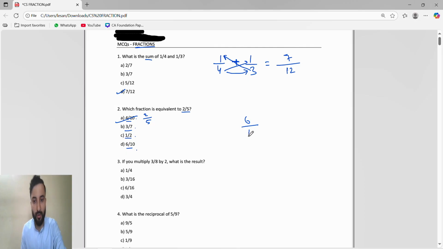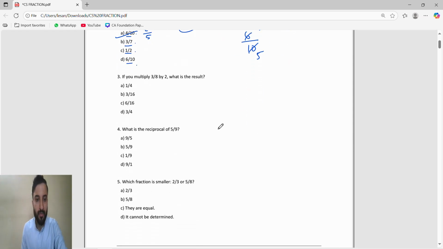This is because if you do 6 by 10 and cancel by 2, 3 twos are 6, 5 twos are 10, you get 3 by 5. No. The answer is 4 by 10. So they ask which fraction is equivalent to 2 by 5. So you have to simplify all the fractions and check in which you get 2 by 5. That is the correct answer.